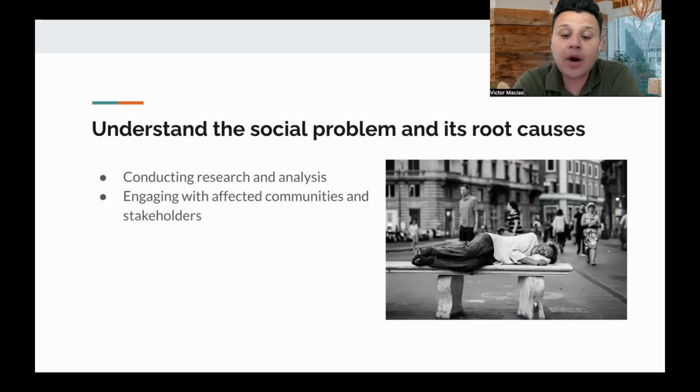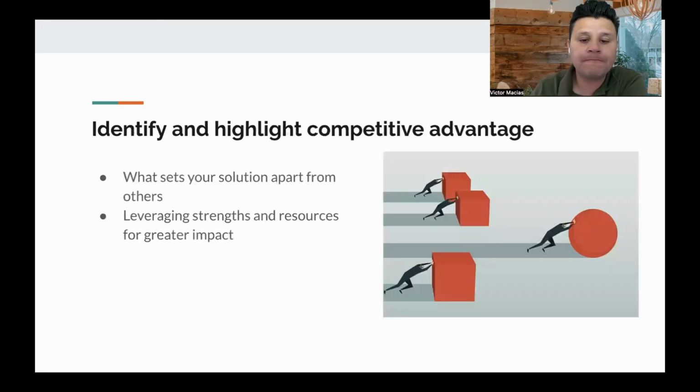First, we need to understand the problem, but not at a surface level. We need to get to the root causes. So we're going to conduct research and analysis. And we talked about this in the last module. That's where the secondary and the primary research comes in. We're going to engage with affected communities and the stakeholders.